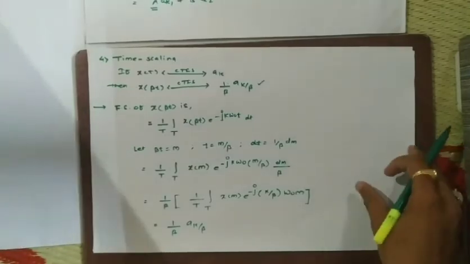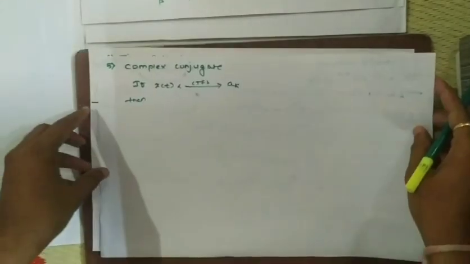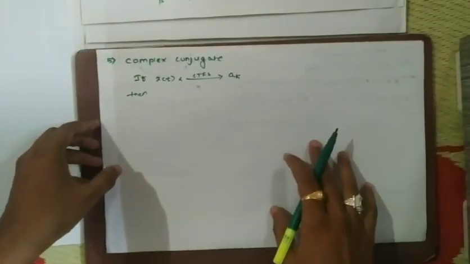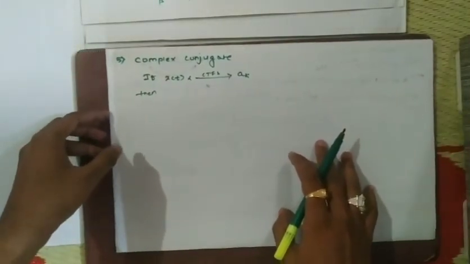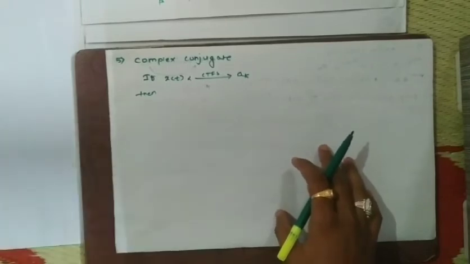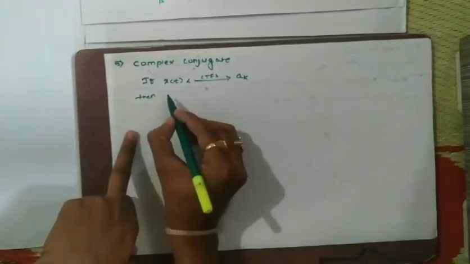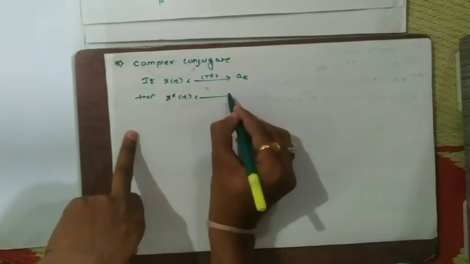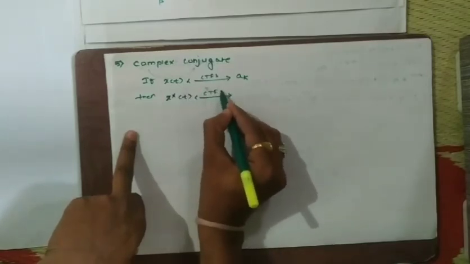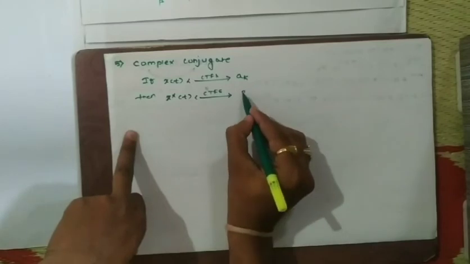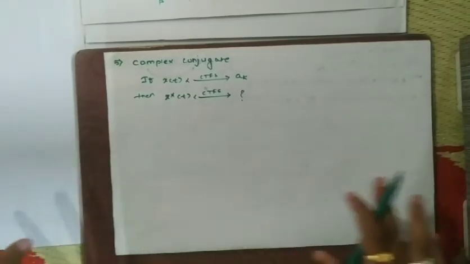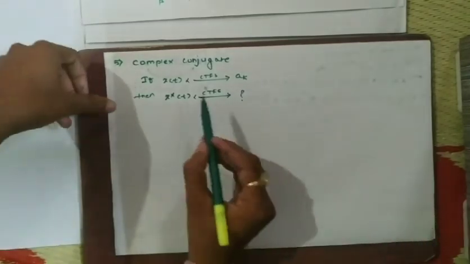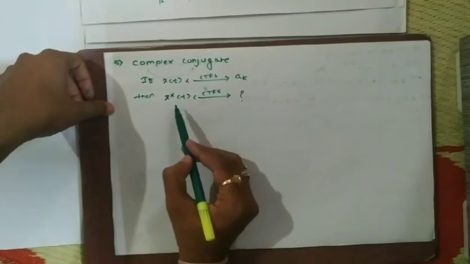So we'll move on to the next property, that is called the complex conjugate property. Here, the first statement as it is: we have to take the complex conjugate of the input signal. So I can take this as x complex of t, and we have to determine its Fourier series coefficient. We'll just put a question mark here, since we don't know anything about the complex conjugate yet, only that the input should be taken as a complex conjugate.